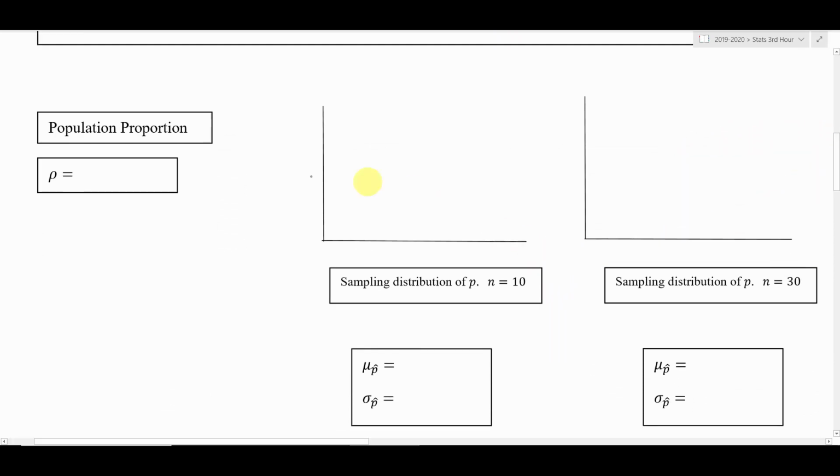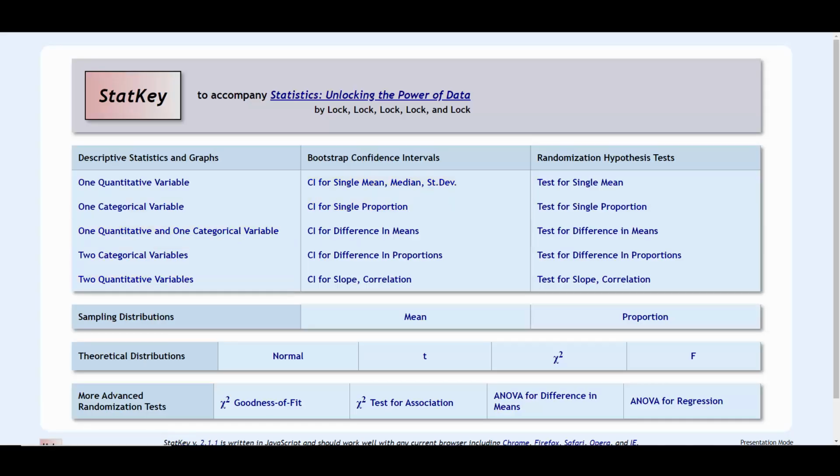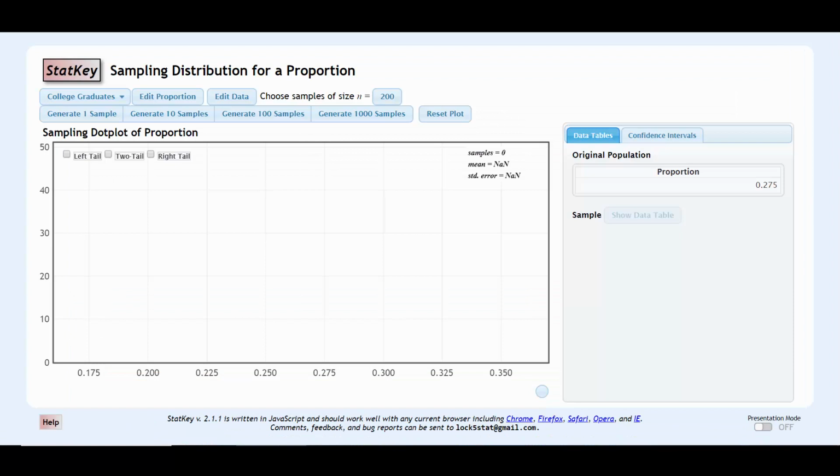So let's see a demonstration of that. We're going to run a simulation and talk about what a proportion is and what happens to the distribution as we increase the sample size. To experiment with this, in my OpenMath, we're going to go back to this sampling distributions simulation. I'm going to open that up. It takes me back to this page and you'll see sampling distributions here. Instead of the mean, we're going to do proportions. And we're going to work with the first option that they give us here, called college graduates. You'll notice over here they tell us about the original population.